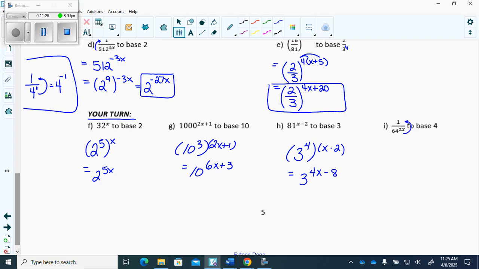Move this up, so I get 64 to the negative 2x, which is 4 to the 6. 4 to the 3. I want to do 2 to the 6, sorry, in my head. 4 to the 3, the negative 2x, which equals 4 to the negative 6x. Next page.